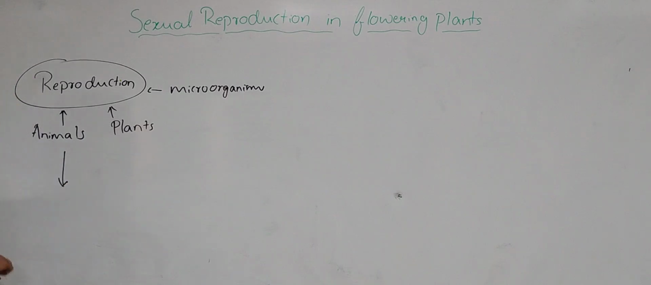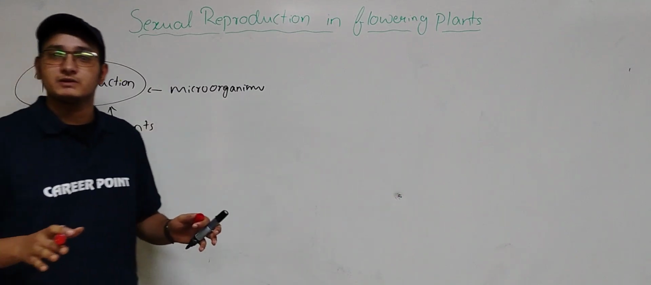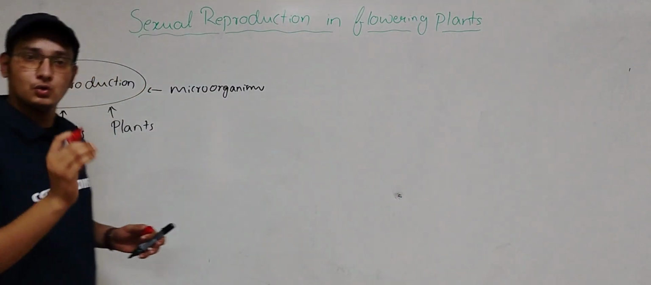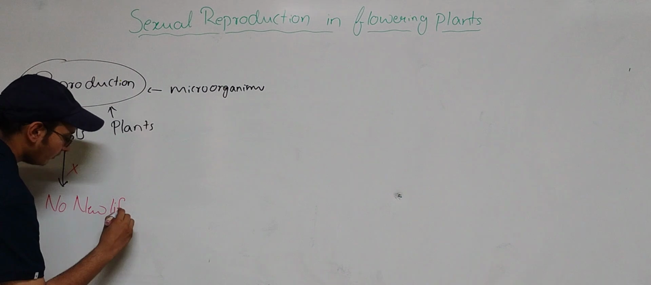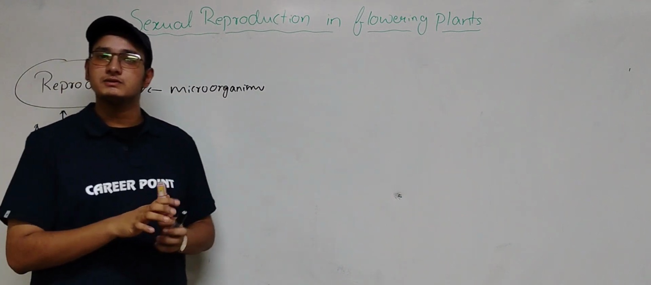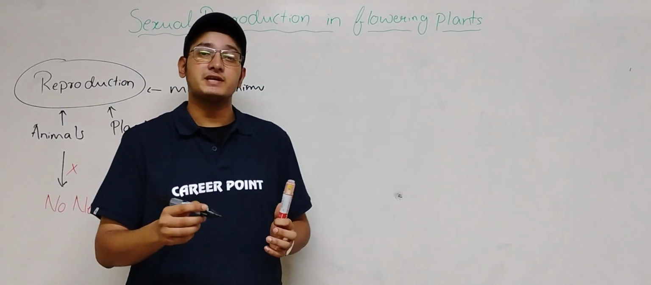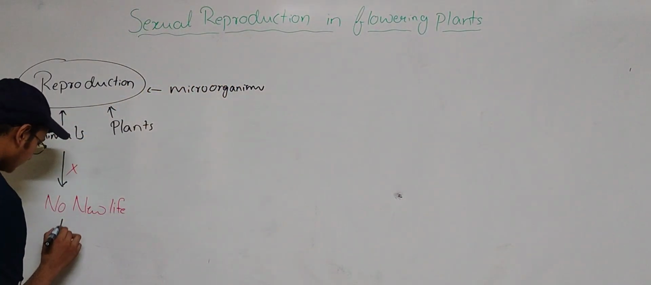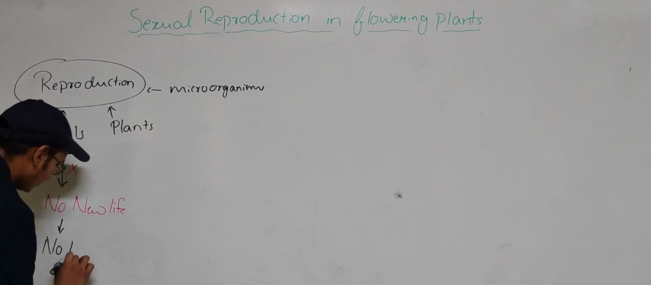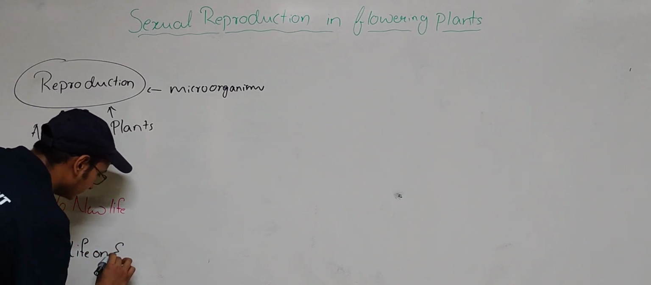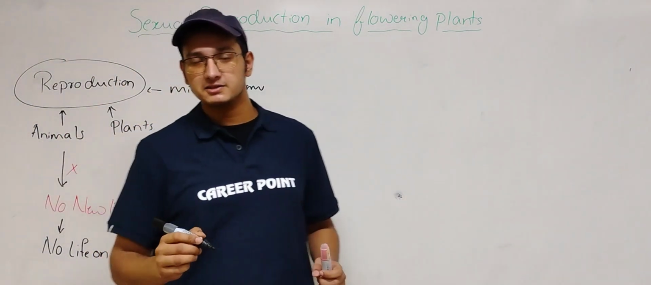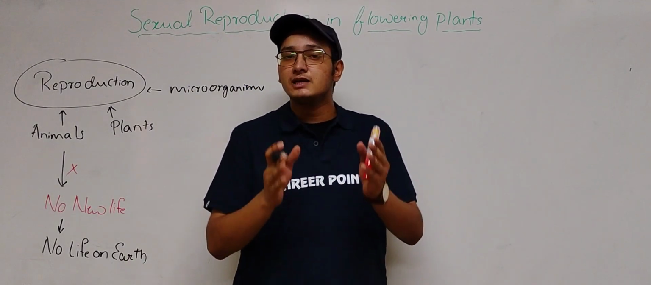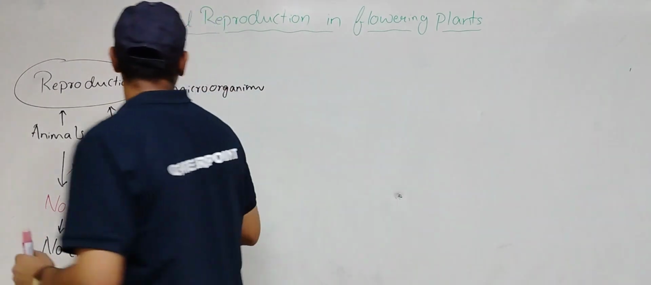Imagine if there is no reproduction at all. What if every reproduction has stopped? What will happen? There will be no new life. No new life will be formed. So what will happen now? The older organisms will stay. For how long they will stay? At one point of time, even they will disappear. Then, no life on earth. This is the reason why reproduction is one of the most important characteristics of living organisms. If there is no reproduction, there won't be any life on earth. Just remember this.